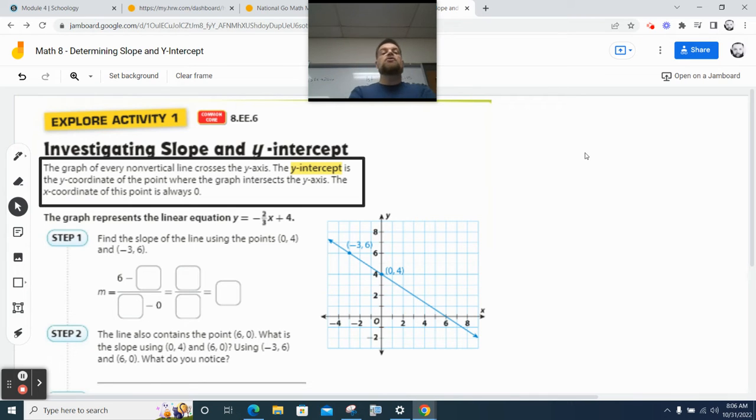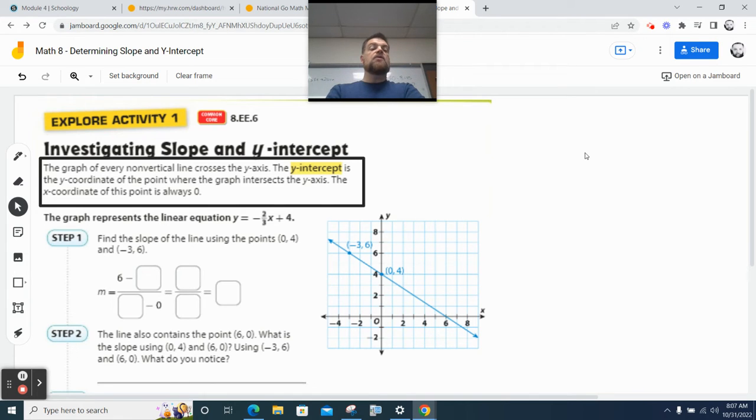All right. You should be done reading that. First question. What is this paragraph focusing on? Raise your hand. Yes. Investigating slope and Y-intercept. Well, that's the title, but what do the sentences talk about? Yes, the Y-intercept and the Y-coordinate of the point where the graph intersects the Y-axis. Those two sentences, but it doesn't really talk about slope in that paragraph, right?